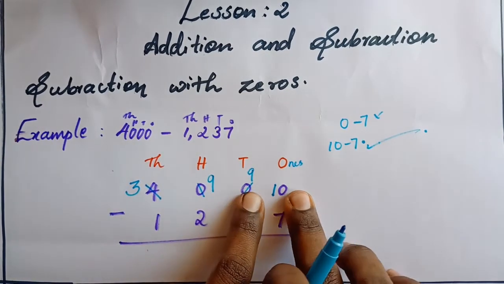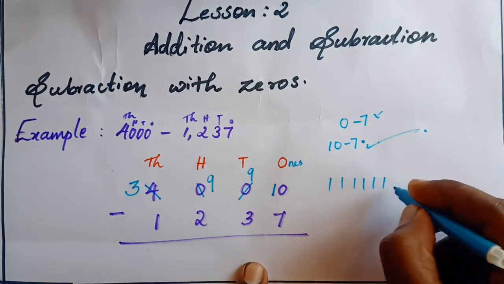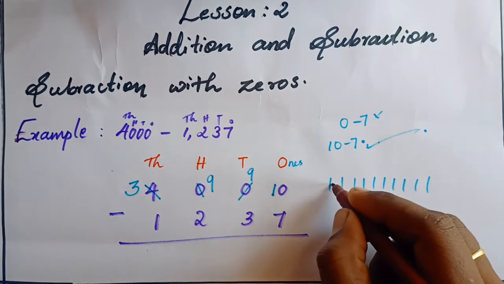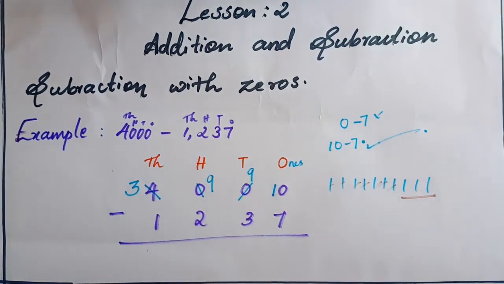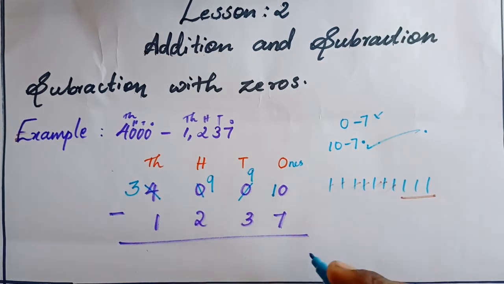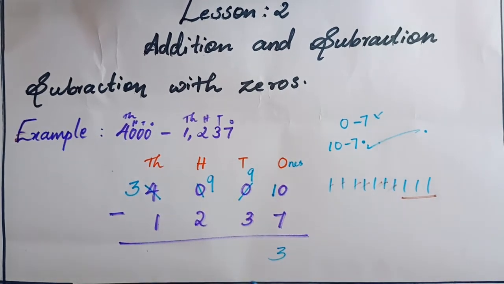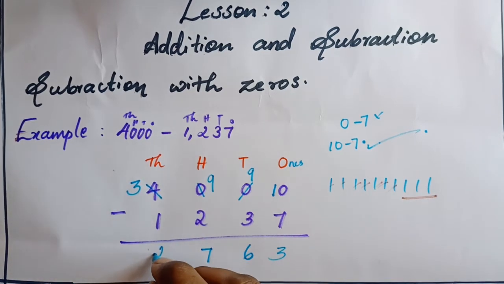What is 10 minus 7? 10 lines: 1, 2, 3, 4, 5, 6, 7, 8, 9, 10. Minus 7: 1, 2, 3, 4, 5, 6, 7. What's the remaining number? 3. So 10 minus 7, what's the answer? 3. Okay, 9 minus 3, what's the answer? It is 6. Again, 9 minus 2, it is 7. 3 minus 1, it is 2.